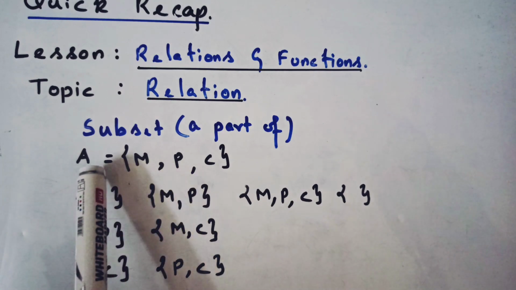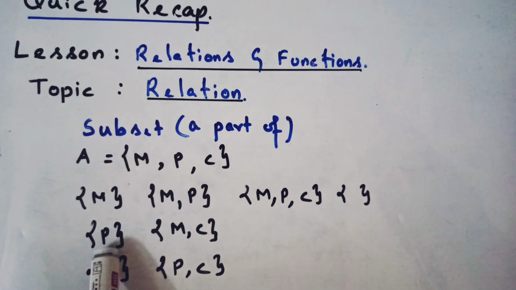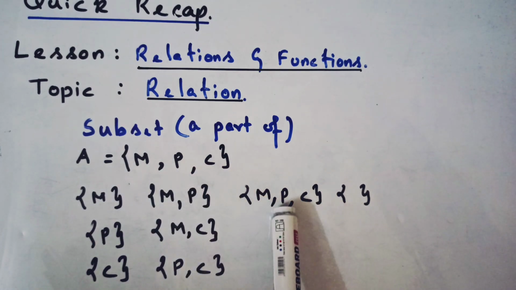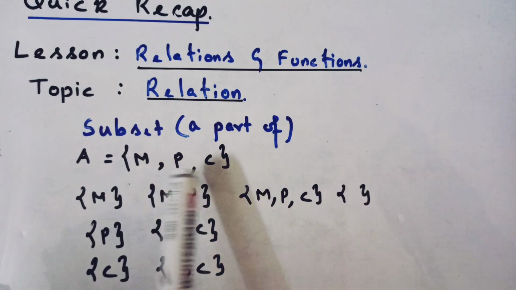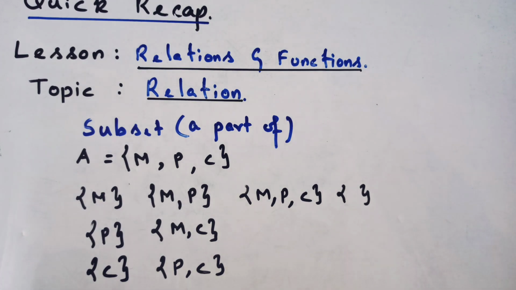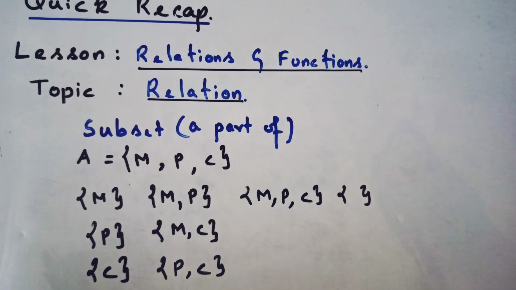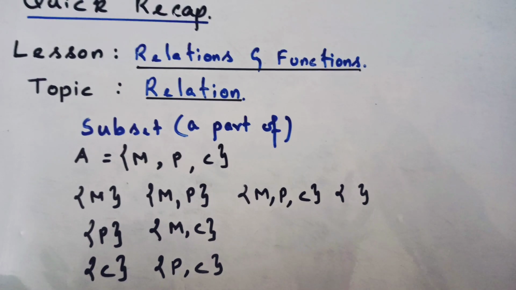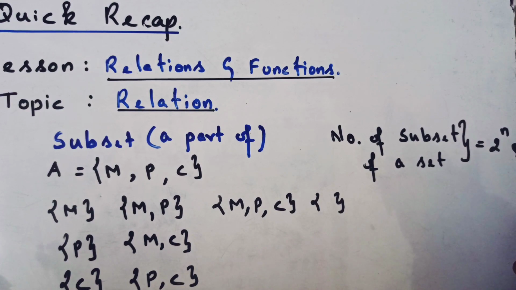M is part of a set A, P is a part of a set A, even M, P, C is a part of a set A. Therefore, all the 8 possibilities are a subset of a set A. And we do have a formula to find out the number of subsets of a set, and the formula is 2 raised to the power of n.